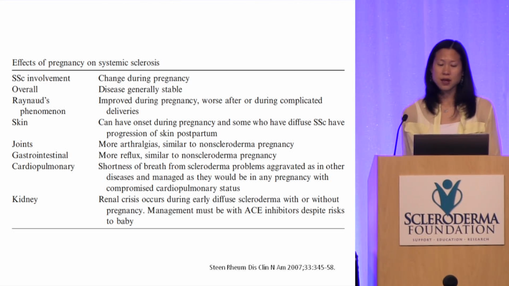In terms of the joints, there are typically more arthralgias during pregnancy, and this is similar to non-scleroderma pregnancies. In terms of gastrointestinal involvement, the reflux can worsen, again, just like non-scleroderma patients. In terms of cardiopulmonary status, the shortness of breath from scleroderma problems can be aggravated, just as in other diseases. When you are gravid, you have a smaller capacity for your breathing, but certainly symptoms of shortness of breath can worsen. Also, anemia comes into play here. And again, we talked about renal crisis and the fact that early diffuse scleroderma patients are at highest risk for renal crisis despite pregnancy.